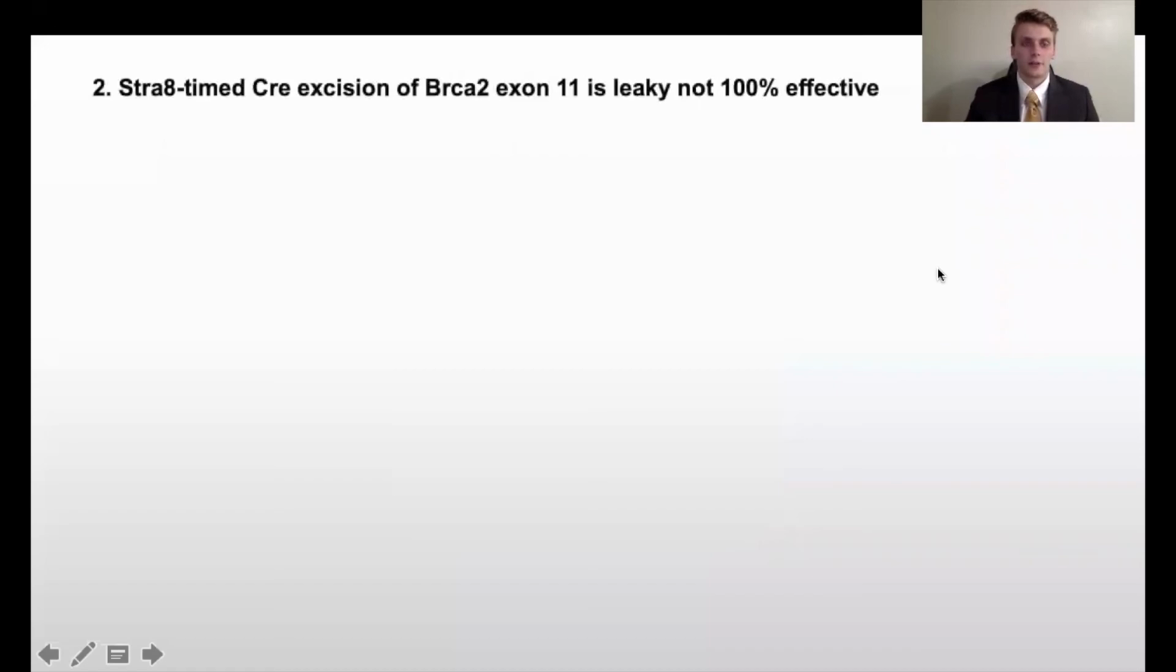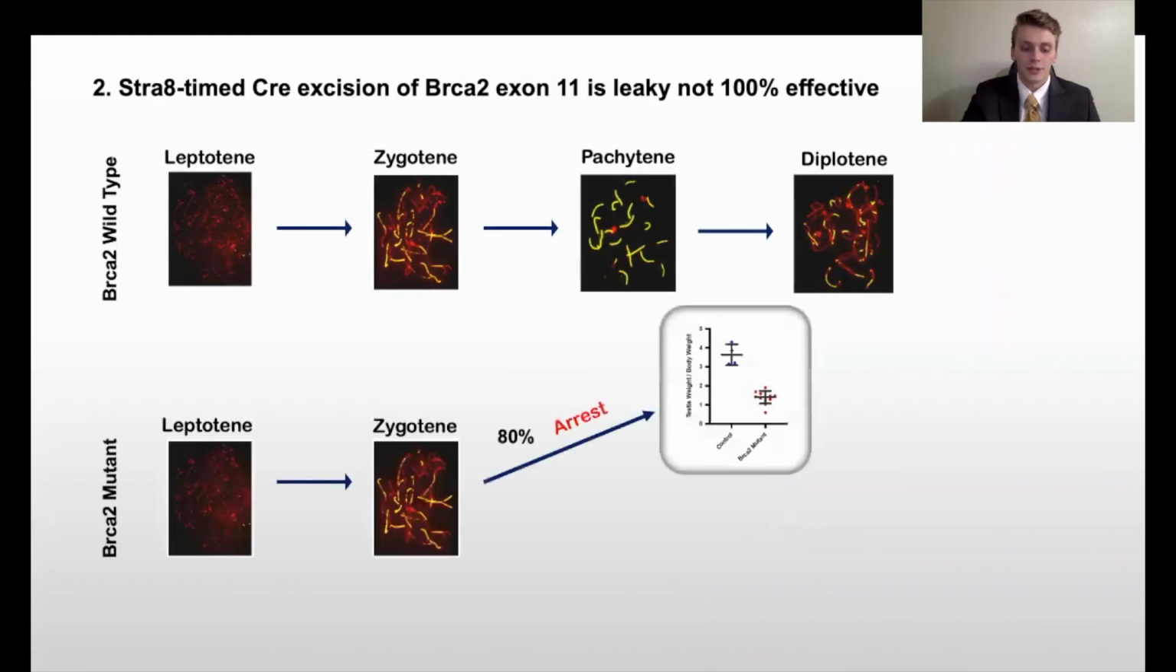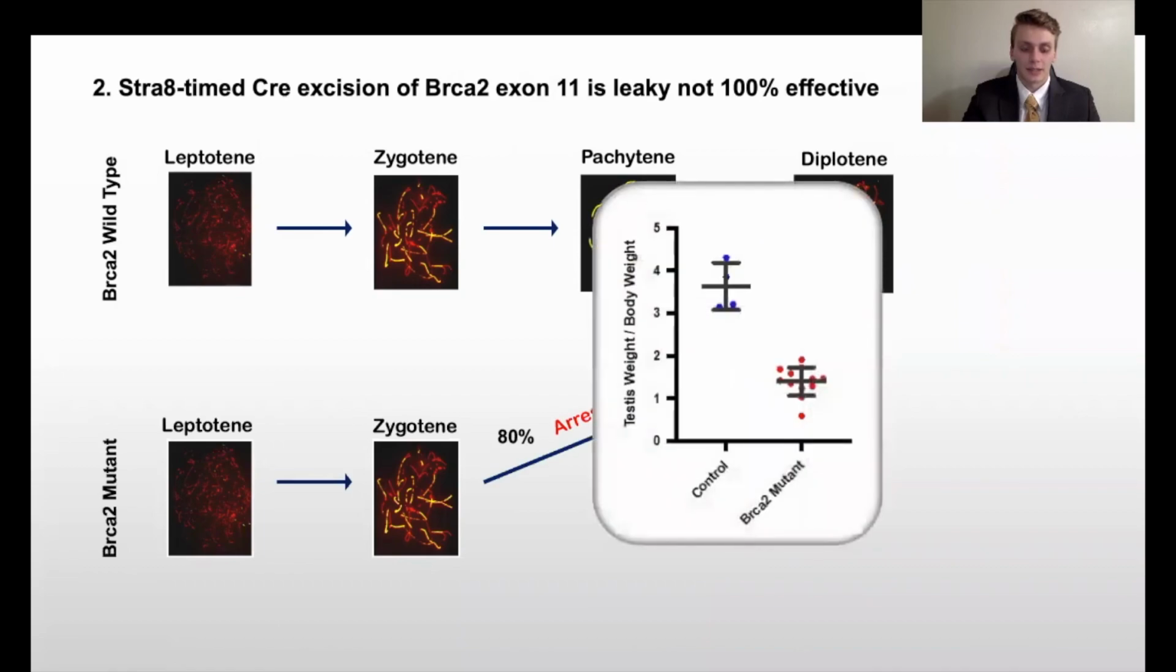Or, additionally, we may hypothesize that somewhere in the process, an error occurred. It is known that Cre recombinase excisions can be leaky, meaning they're not 100% efficient. This may have accounted for some totally normal crossover formation in BRCA2 mutants. As shown here, wild-type spermatocytes progress normally through meiosis, but spermatocytes in mutant BRCA2 show a high mortality rate, up to 80%, as reflected by significantly reduced testes size in BRCA2 mutants.